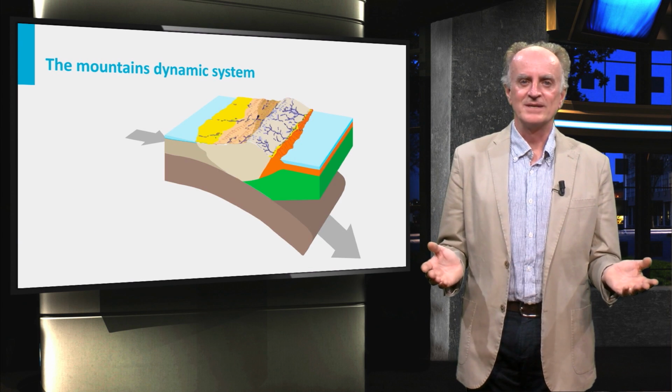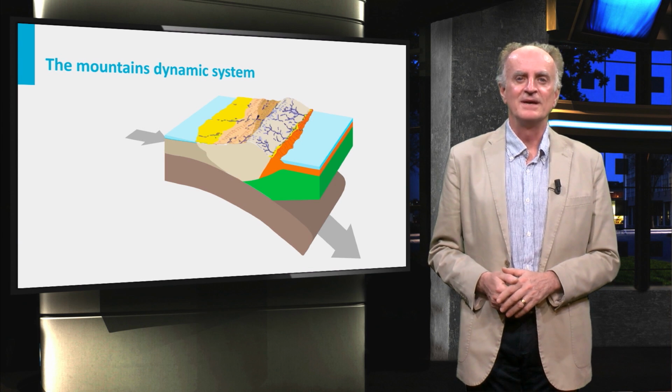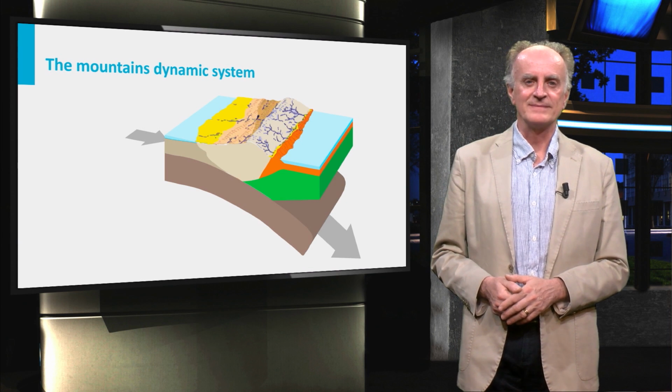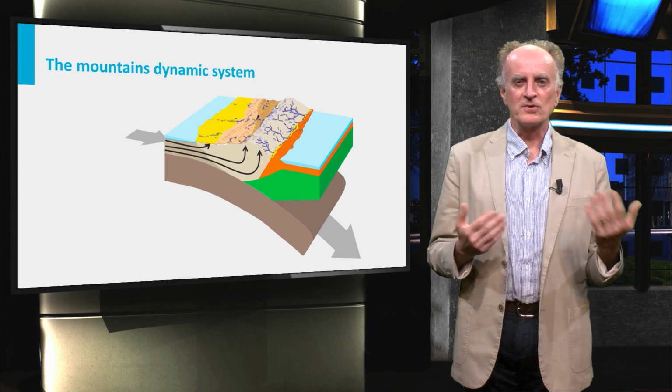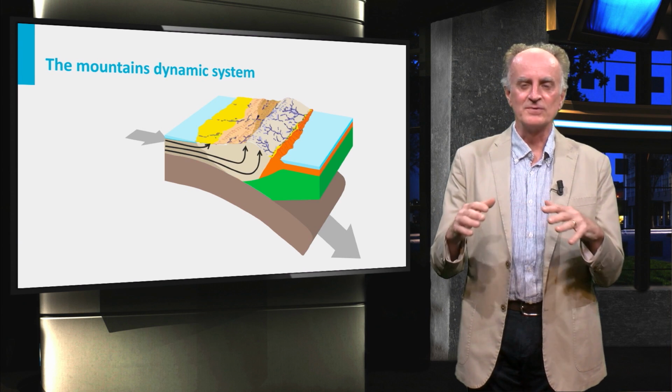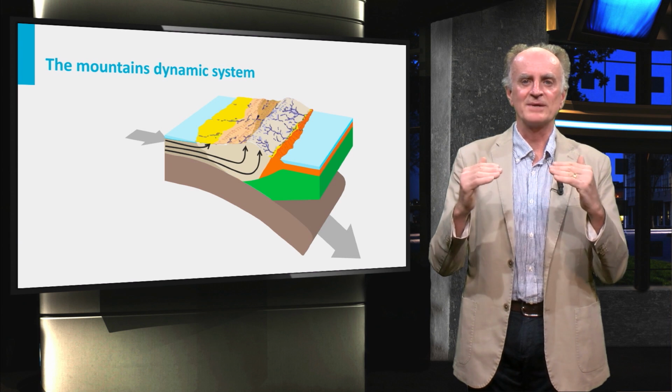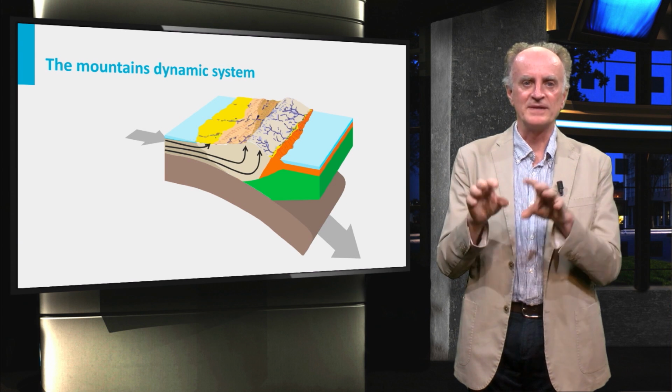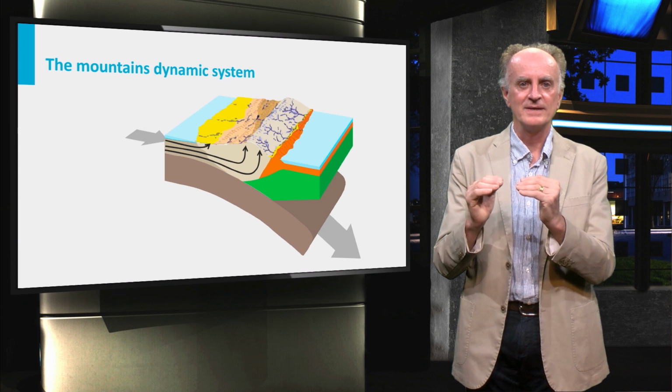Having seen all this, you will surely agree that mountains form a very dynamic system. Rocks carried by the convergent plates are accreted to the orogen, which starts to grow, and it will grow in a self-similar way as rocks are accreted both in the deep and in the shallow part.